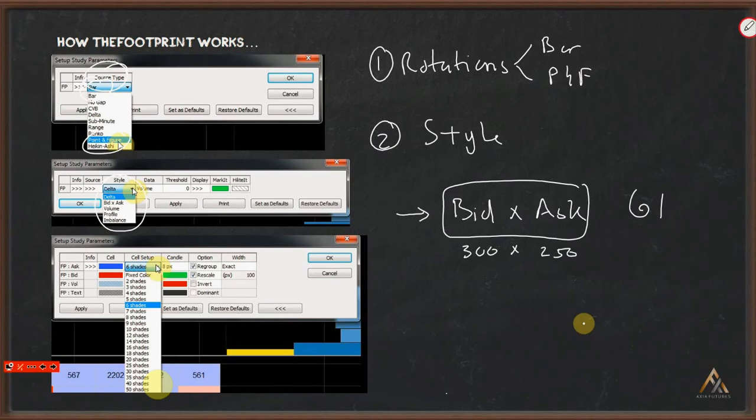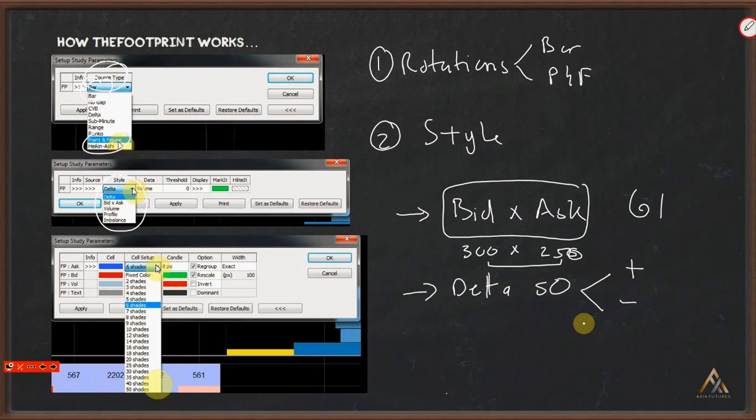Now, the second type you can expect to see is the delta. As explained, the delta is nothing more than the difference between the volume traded by buyers and sellers. So again, in this example, we can see the delta between these two would be 50. Now, that delta can be represented as a positive or as a negative.